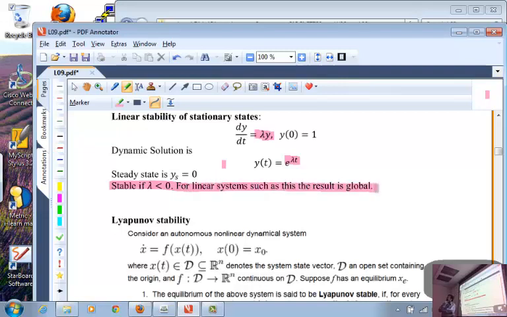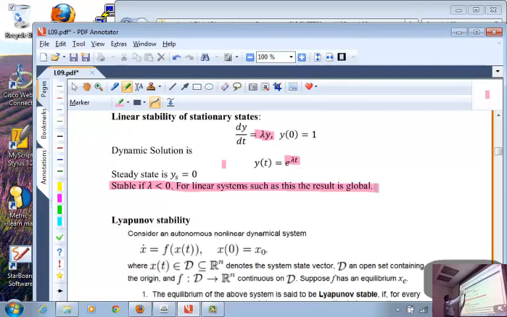And that's a global result. If the system is linear, then the system is globally stable. What does that mean? No matter what your initial condition is, where it is, it will always go to that equilibrium condition because lambda is negative. You will treat the y as a perturbation from that equilibrium, so the perturbations will die down no matter how big the perturbations are. That's true only for linear systems.